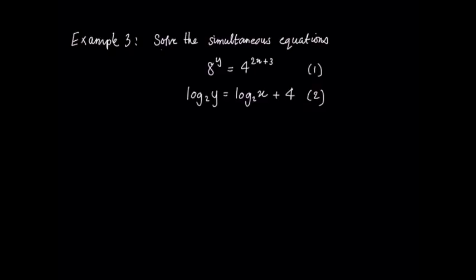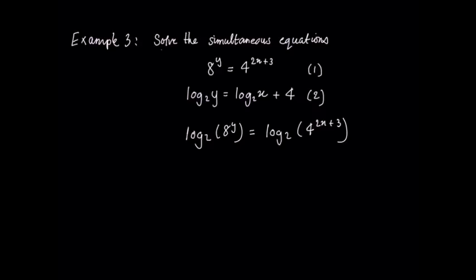So a good starting place for us would be to rewrite the first equation in terms of log to the base 2, because we wanted to make it consistent with equation 2. So let's go ahead and do that. We can say that 8 to the power of y equals 4 to the power of 2x plus 3 can be rewritten as log to the base 2 of 8 to the power of y is equal to log to the base 2 of 4 to the power of 2x plus 3. So that's our first step in the solution.